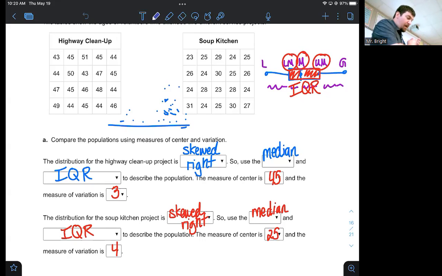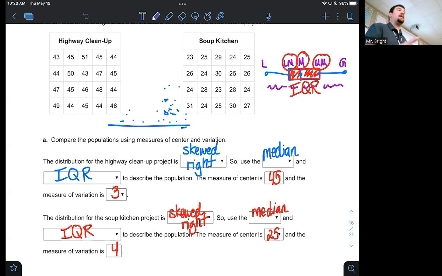So it says the distribution of the highway cleanup project is skewed to the right. If I were to plot these ages onto what's called a dot plot, like I kind of just drew one up here, you're going to see that there's more people in their upper 40s and 50s than there are in their lower 40s or lower 30s or upper 30s. So it's skewed to the right. Because it's been skewed to the right, it's been pulled up.